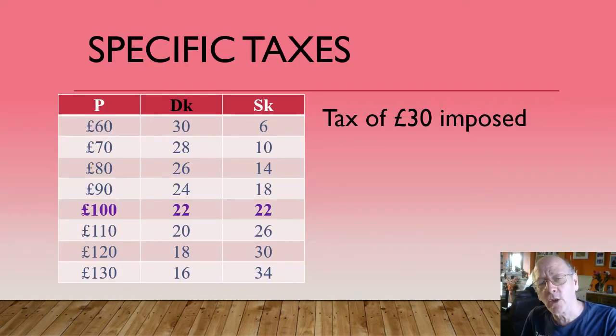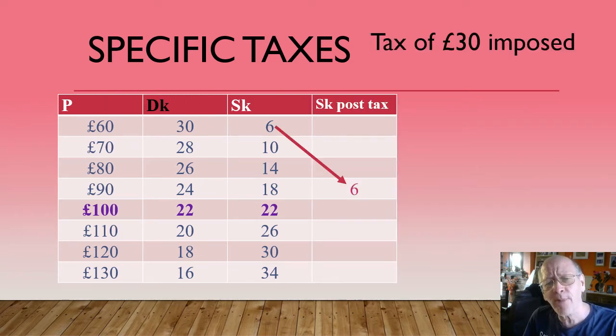So first of all, let's look at specific taxes. We're going to be looking at this market that you can see on the left hand side. You can see this market is in equilibrium if the price is £100, because at that price the market clears with demand at 22,000 and supply at 22,000. But the government wishes to impose a specific tax of £30 on every unit that is sold.